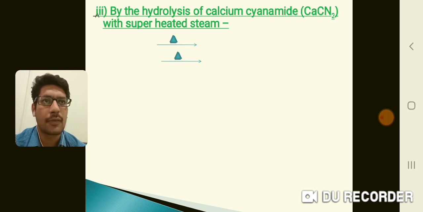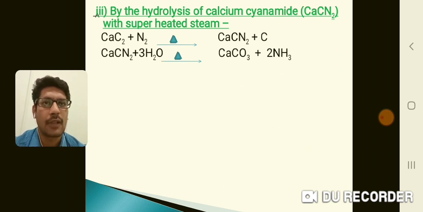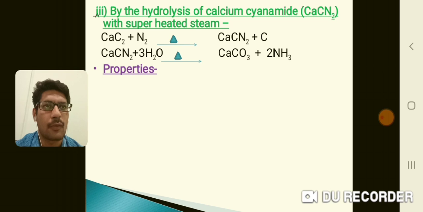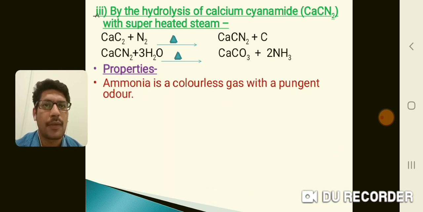By the hydrolysis of calcium cyanamide: calcium carbide on reaction with nitrogen gives calcium cyanamide, which on hydrolysis gives calcium carbonate and ammonia. Properties of ammonia.